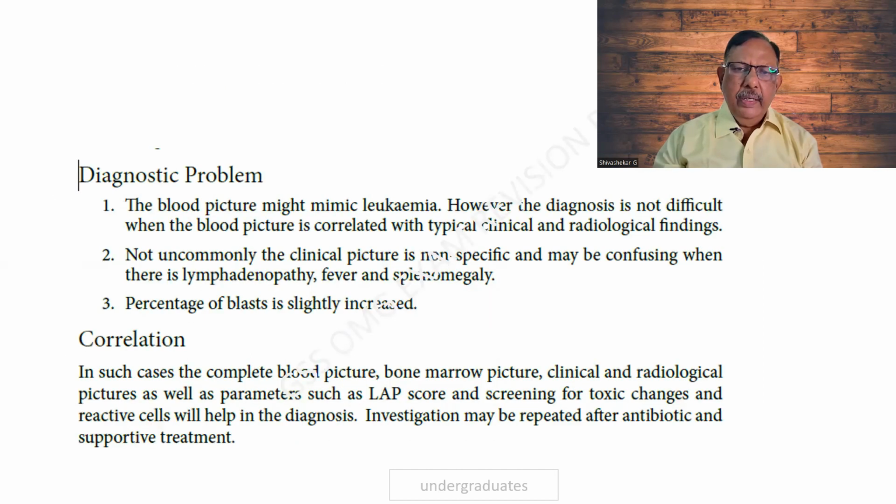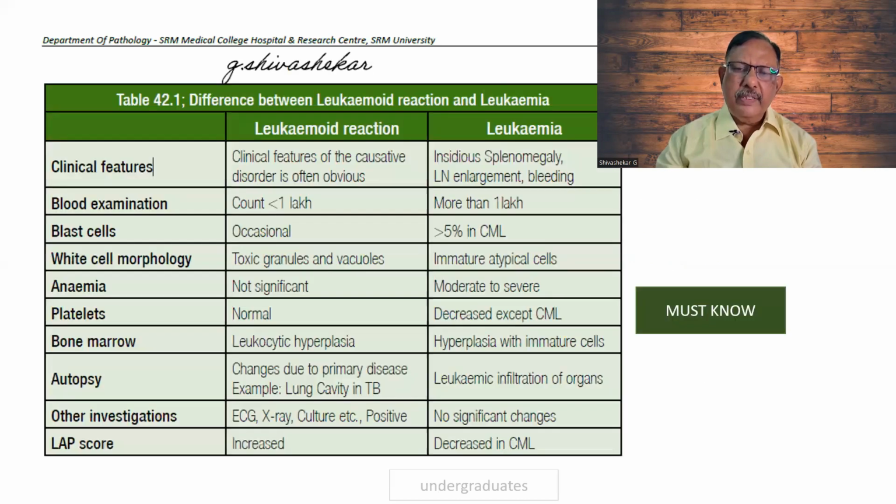Now, basically, what will be the diagnostic problem? It can mimic a leukemia and therefore it has to be differentiated. However, there will be clinical and radiological differences. The patient may also have some lymph node enlargement and this should not be confused. The percentage of blasts is only slightly increased, maybe 1 or 2%. And the lab score is raised in this, unlike the acute leukemias.